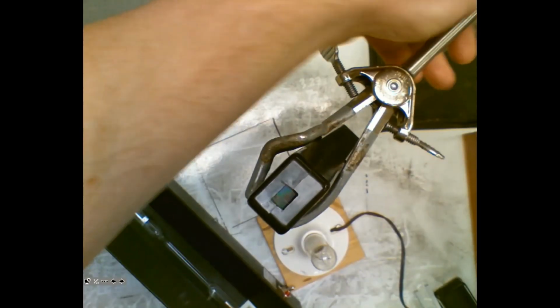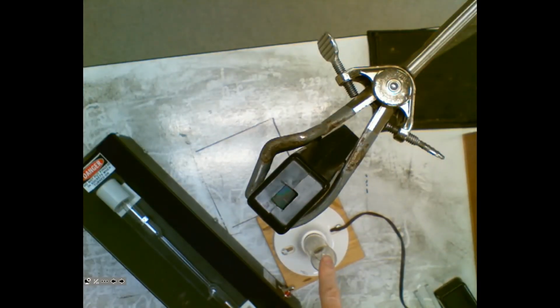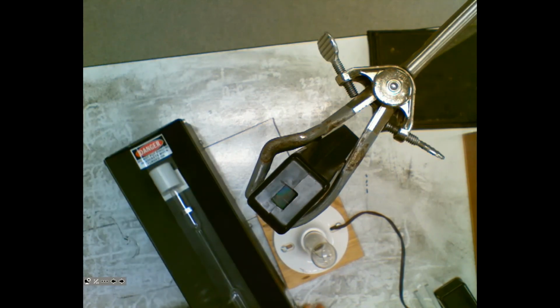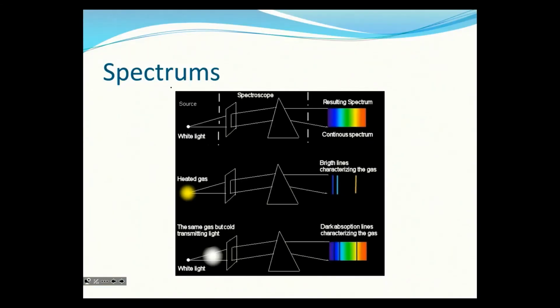Okay, so that's what we're going to do. And then I have a light bulb down here. A light bulb is an incandescent object, and we'll talk about that a little bit later. And then I have a hydrogen tube, which is a little bit different, and we'll talk about how that works.